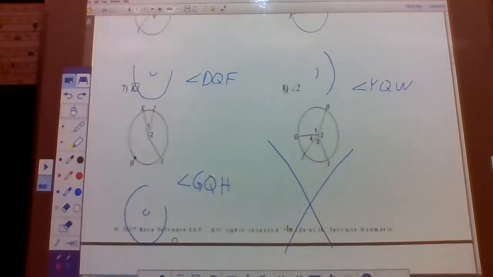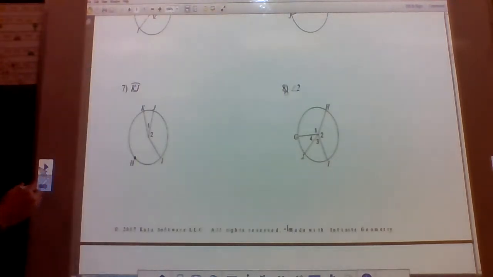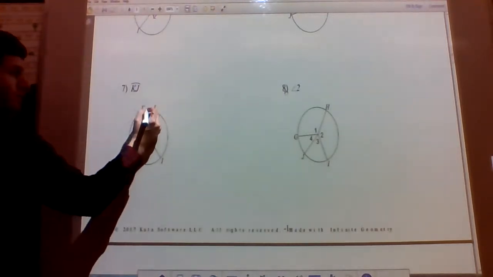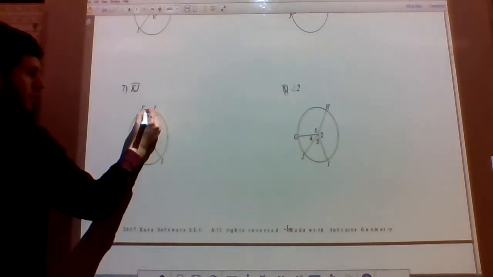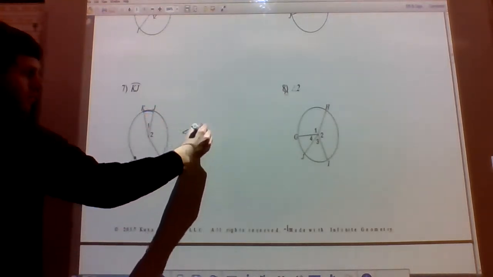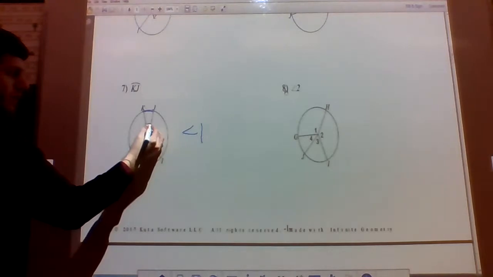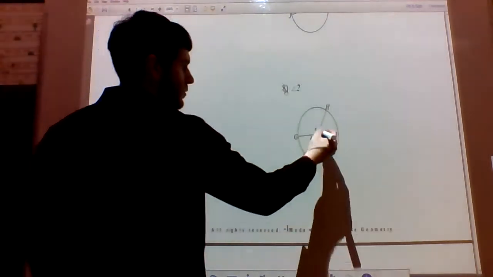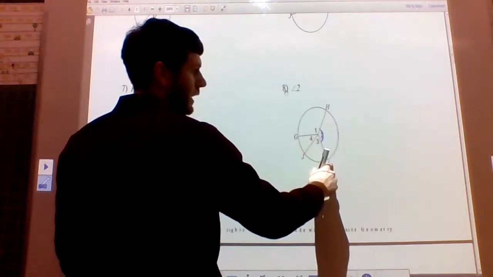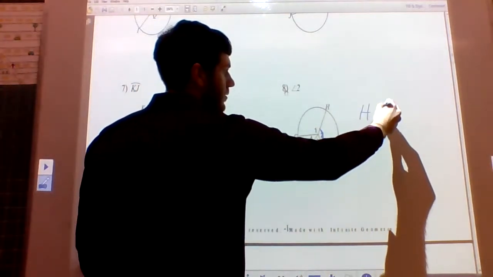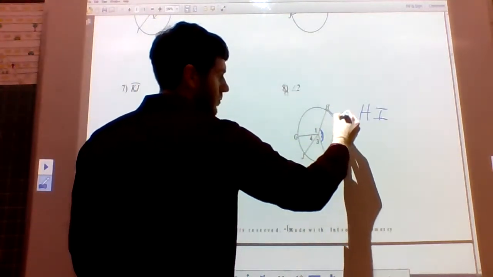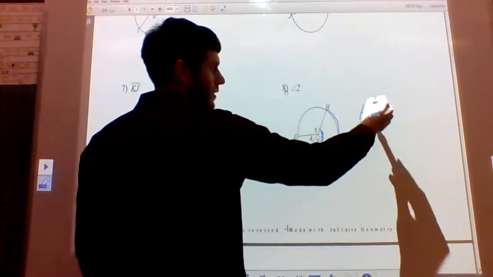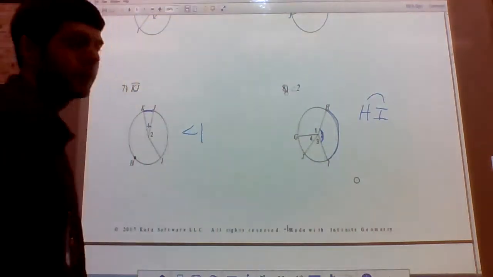We got 7 and 8. Okay, 7. KJ is the minor arc, so that's this arc right here. And angle 1 is the central angle, this angle right here. Number 8, angle 2 is this angle right here, so the arc is going to be HI. It's the shortest path between them, and it's less than half the circle, so it is a minor arc. So minor arc HI.